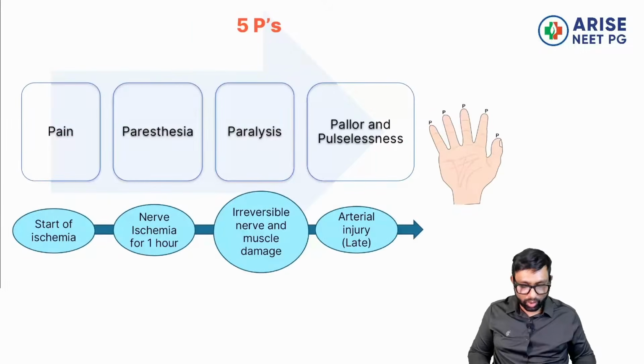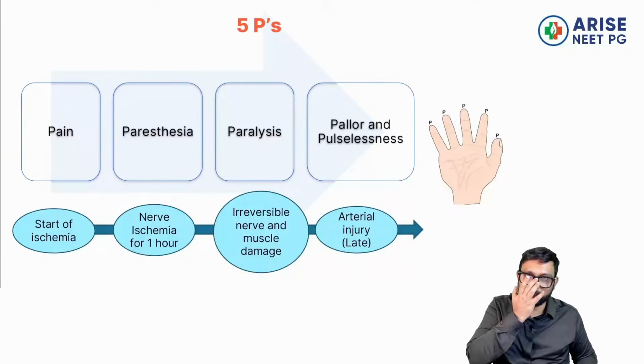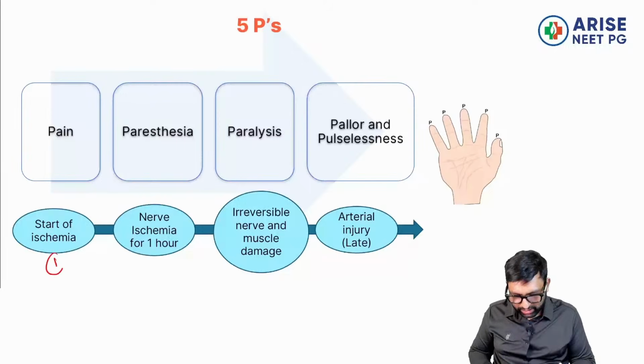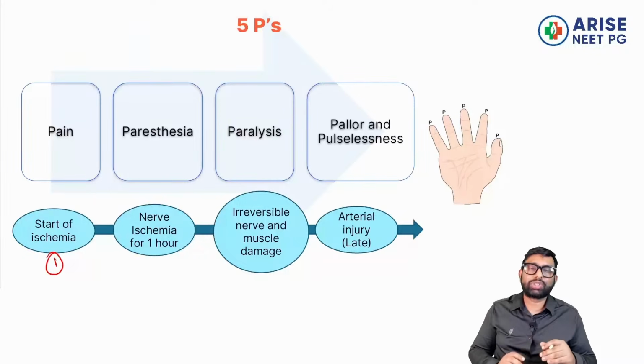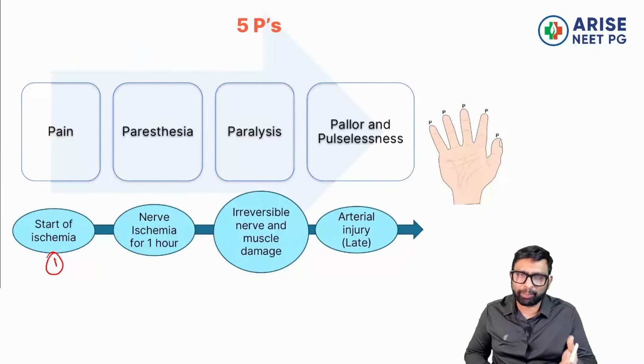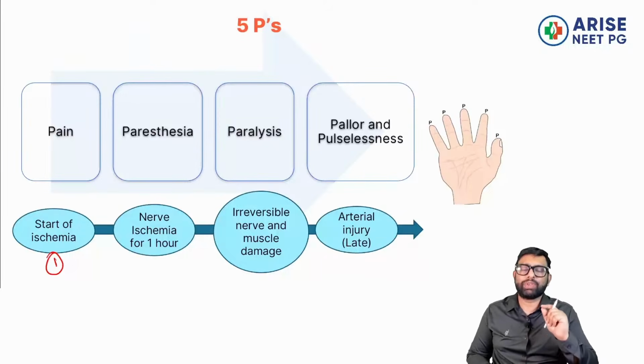So what are the features of a patient having compartment syndrome? The first and most important symptom: when ischemia starts, patients will have an ischemic muscle, and if you try to stretch it passively, patients will have severe pain. So pain on passive stretch is the first symptom of compartment syndrome, which everyone should be able to answer. In this question, pain on passive stretch was given. That single keyword will help you clinch the diagnosis.